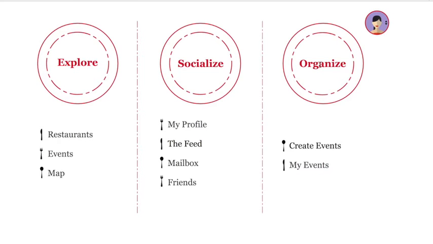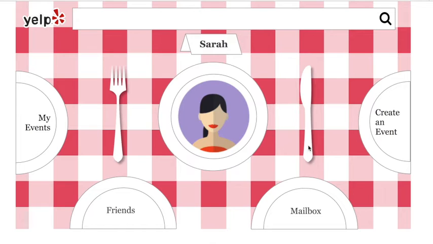We're going to start by creating the event. So in organize, we're going to click on create events. Now we are on the main creation of events and event page. In the middle, we see a profile picture, which is the feed and the user profile for the person using this interface. We're going to start by creating an event and clicking on create an event.